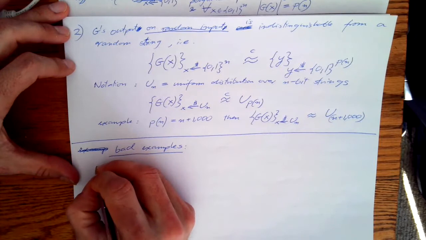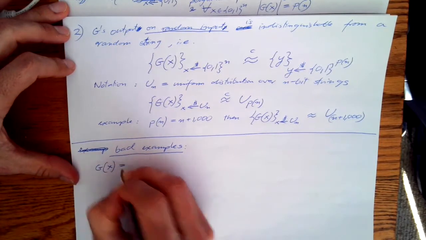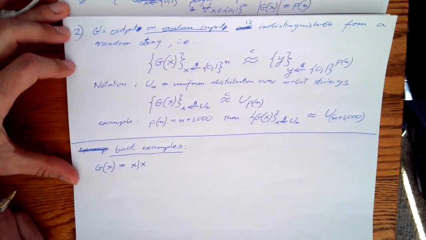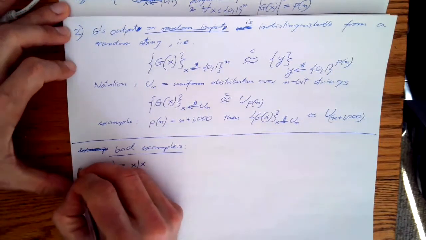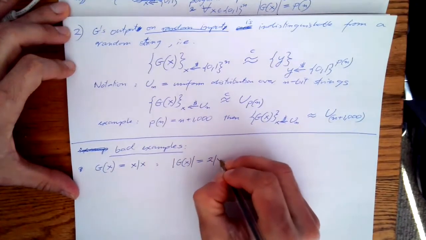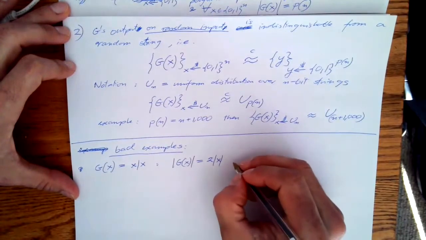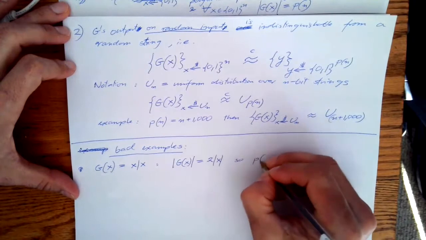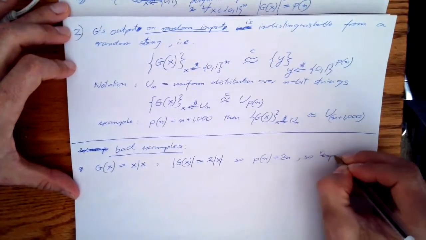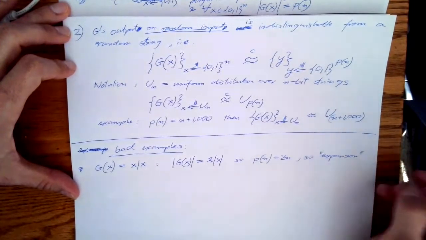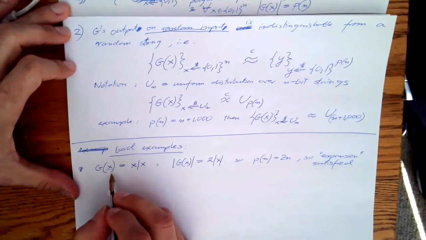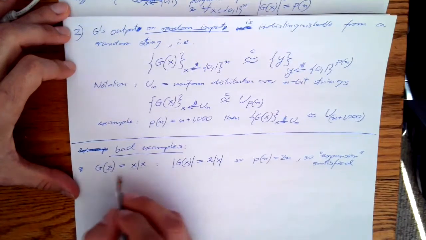So let's say G, given X, just outputs X concatenated with X. Okay, how about that? Clearly the output of G is twice the length of the input of G, right? So p of n is just 2n. Okay, so expansion is satisfied.